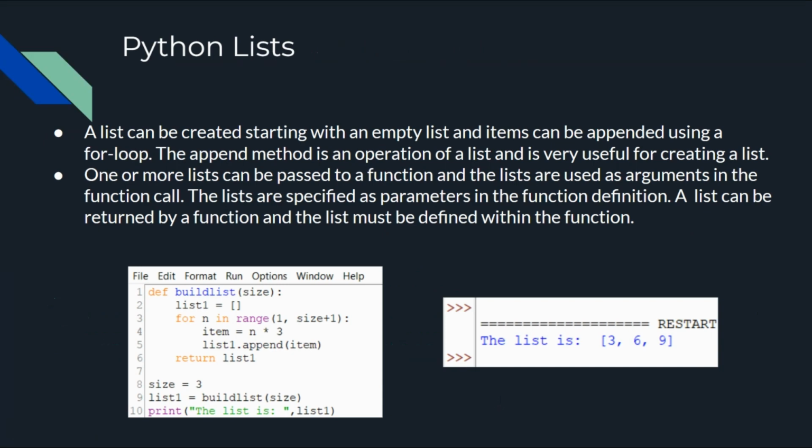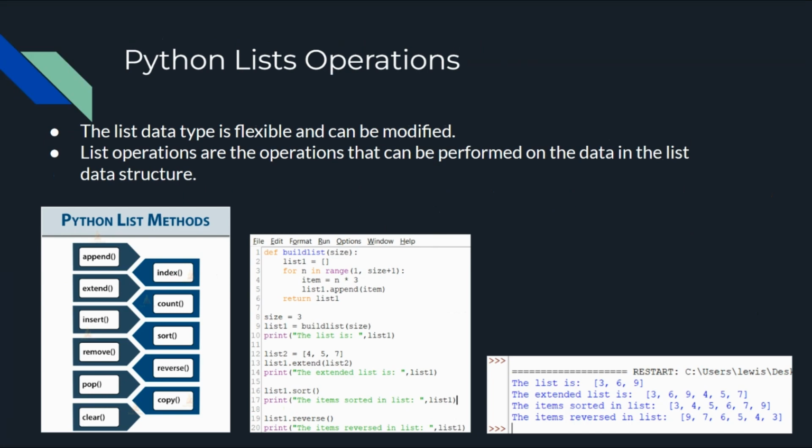One or more lists can be passed to a function and the lists are used as arguments in the function call. The lists are specified as parameters in the function definition. A list can be returned by a function and the list must be defined within the function. The list data type is flexible and can be modified. List operations can be performed on the data within the list data structure.